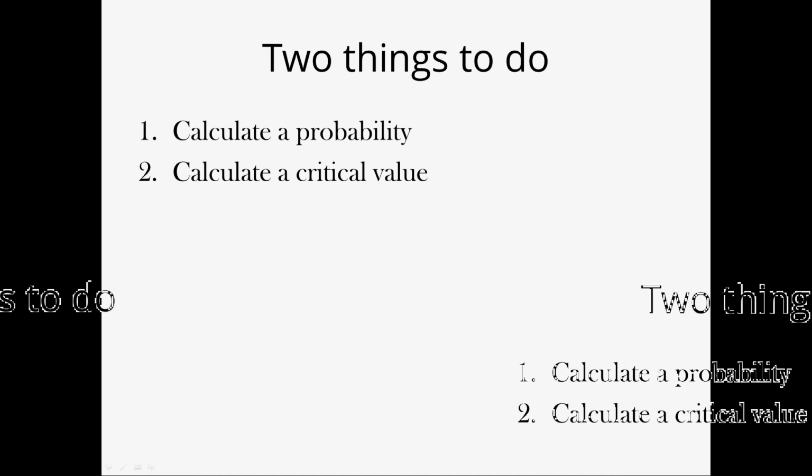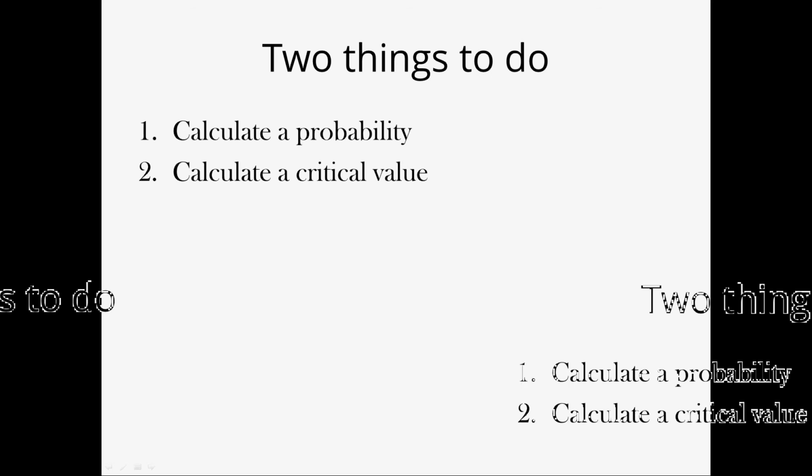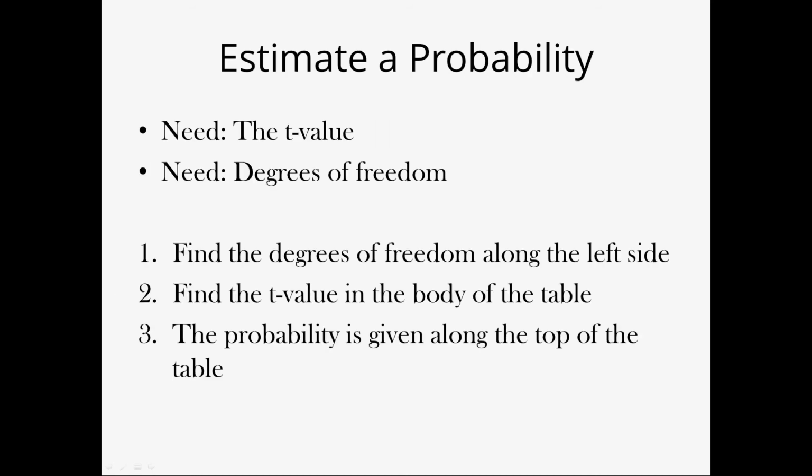You're either going to want to calculate the probability, or you're going to want to calculate a critical value. To calculate a probability, you have to be given that critical value, or that t-value, or that test statistic. If you're going to calculate a critical value, you have to know the probability, usually called tail probabilities or confidence levels. So to estimate a probability, you're going to need the t-value, and you're going to need the number of degrees of freedom. When you're doing one sample stuff, it's sample size minus 1. If you're doing two sample stuff, it's frequently sample size minus 2. Usually you have to figure out some way of getting that degrees of freedom.